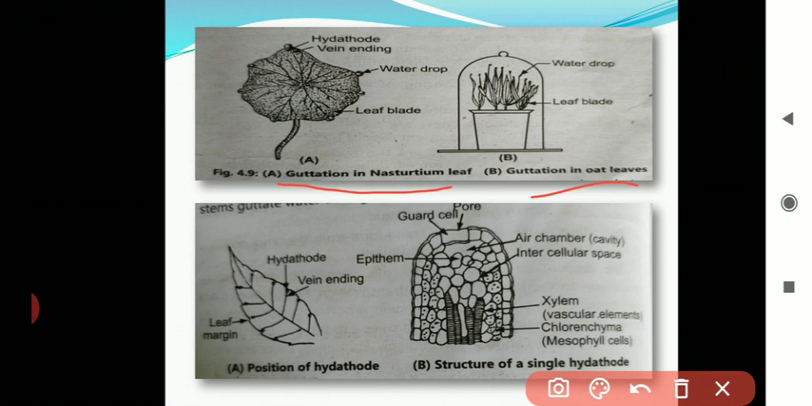Generally guttation takes place when conditions are such that absorption of water greatly exceeds transpiration.